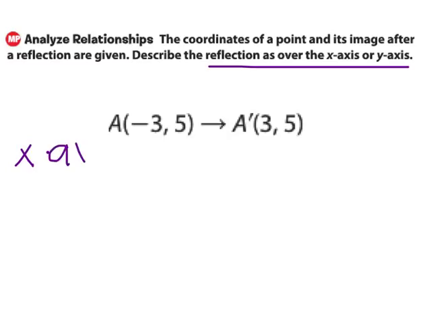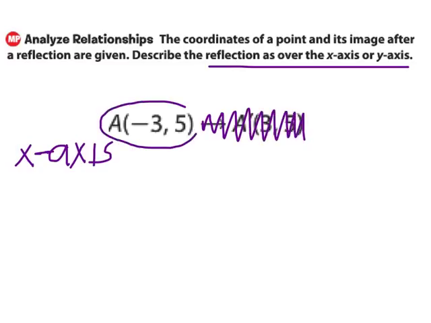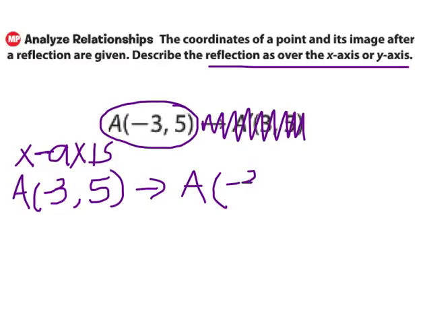So, x-axis, okay, so actually, I'm going to change it a little bit. So we're going to take this and flip it over the x-axis. So it goes from A, -3, 5. And remember, when it's the x-axis, the y is multiplied by -1, so x stays the same, and that becomes -5.